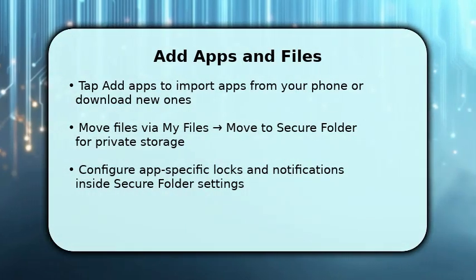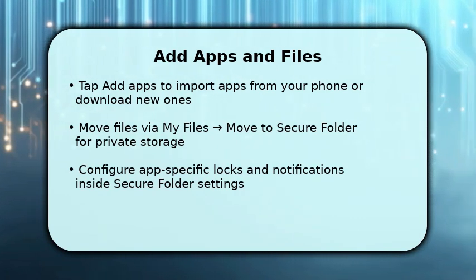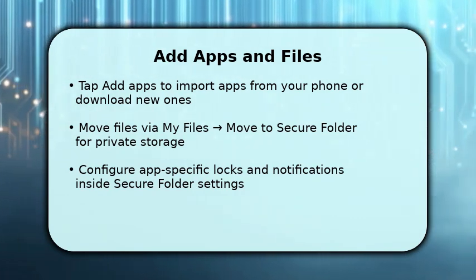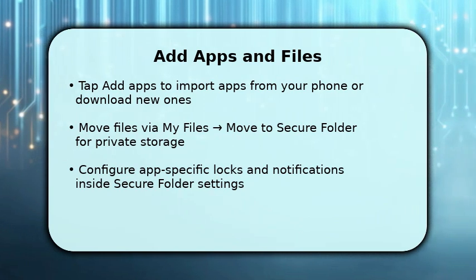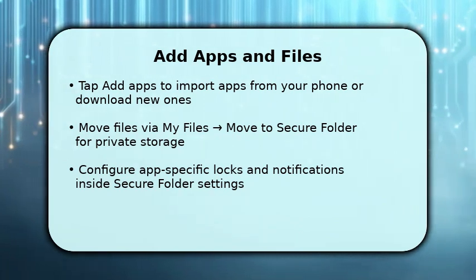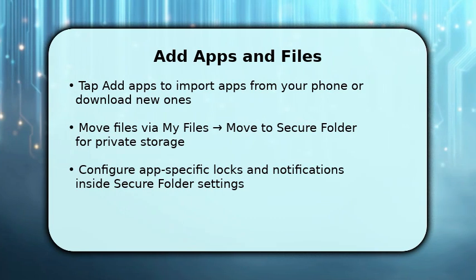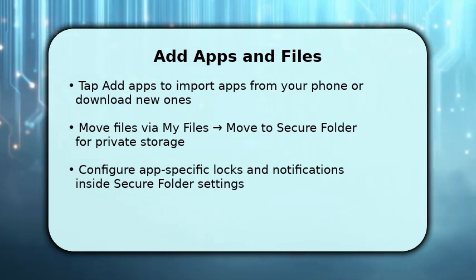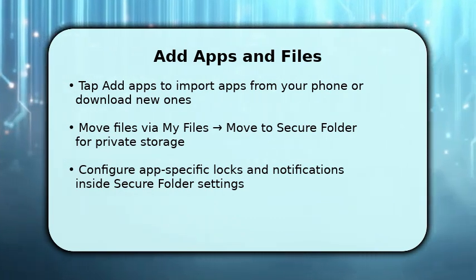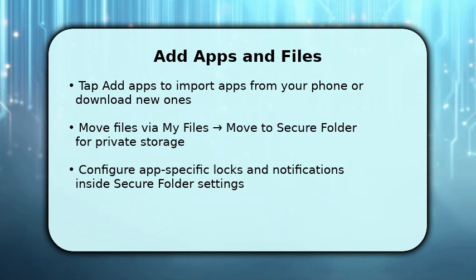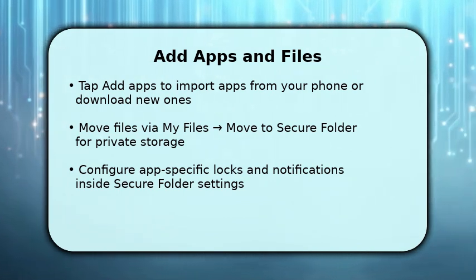Now you add content. Tap Add Apps and pick apps already installed or install new ones directly into Secure Folder. When you move files, use My Files, select Items, then choose Move to Secure Folder so data is stored in the encrypted container.